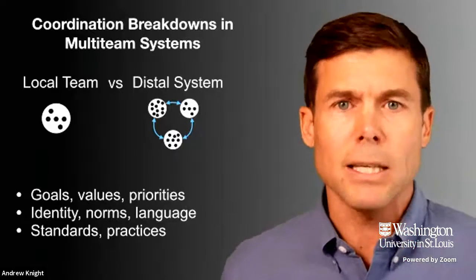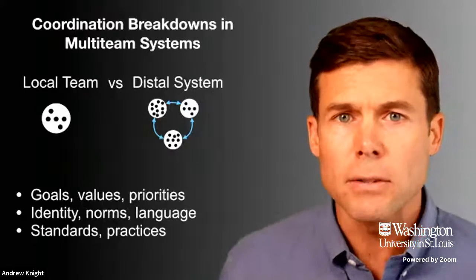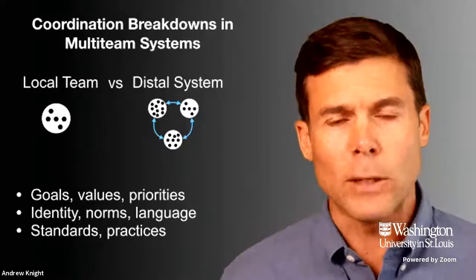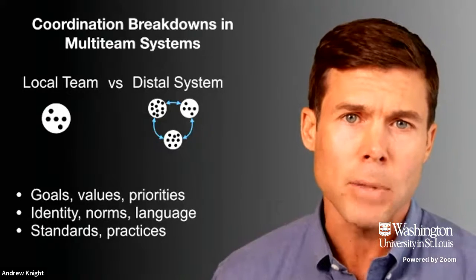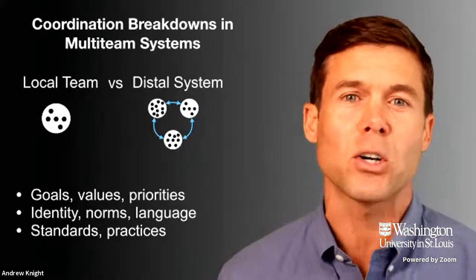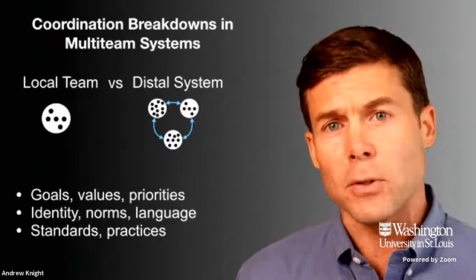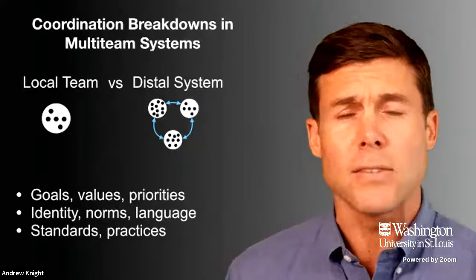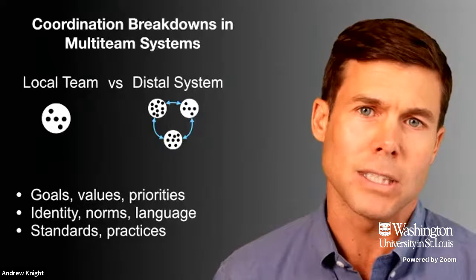These different component teams often have distinct goals, values, and priorities. They also tend to develop sub-identities. People feel an identification with their local team, sometimes more so than the overarching system. That can give rise to distinct norms, different languages that are spoken across these different clusters in a multi-team system. And what you observe, certainly in the Mars Climate Orbiter example, is the emergence of different standards and practices that are sometimes in conflict across the different units of the multi-team system.